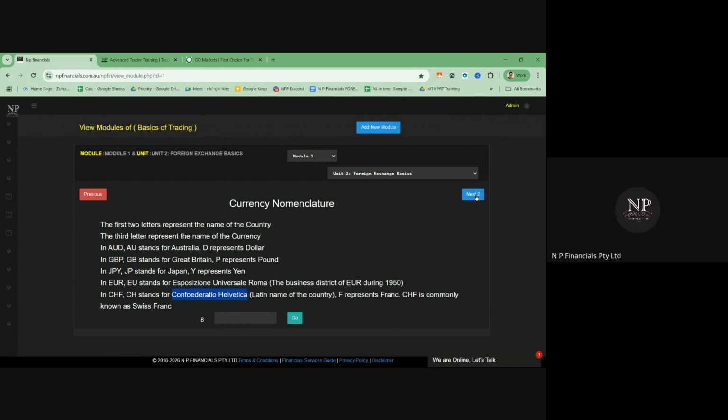Like SEK, Sweden krona. NOK, Norwegian krona. So these are the three Scandinavian currencies: NOK, DKK, SEK. We used to call them Noki Seki Deki: Norway, Sweden, and Denmark krona. Yes, absolutely good. I like it.